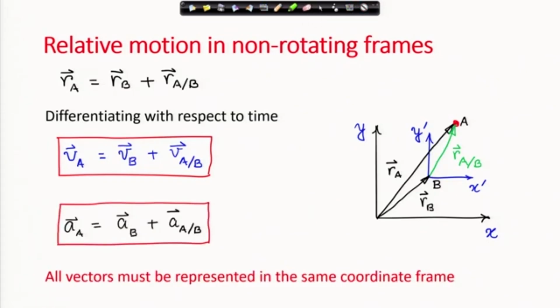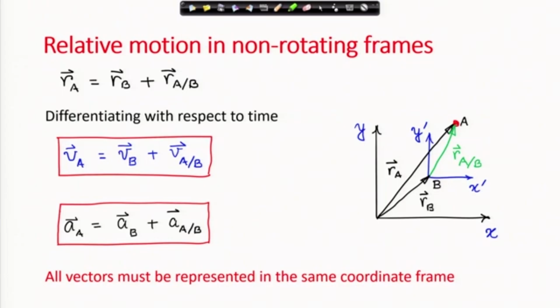Now, if you differentiate once again, you will get acceleration of A is equal to acceleration of B plus acceleration of A relative to B. Acceleration of A is the acceleration that is observed by the observer sitting at the origin of xy. Acceleration of B is observed by the observer at the xy origin, sitting in the xy frame and observing point B, which is the origin of x prime y prime. So, that is acceleration of B, as measured by the inertial observer in xy.